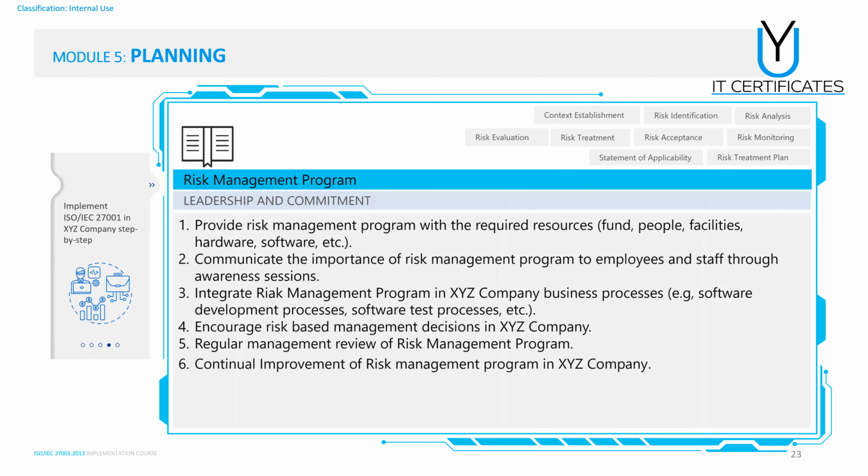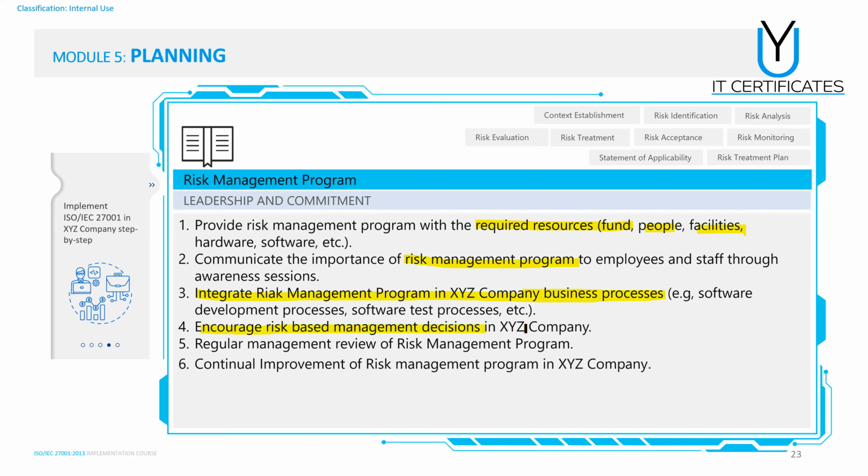For the leadership and commitment, we have to provide the required resources. We have to define the required resources. It's funding, it may be people, facilities, hardware, software, whatever the requirement. Communicate the importance of the risk assessment program to employees. We have to issue some security awareness to the people. We have to integrate the risk management program in the business processes. We have to encourage risk-based management decisions in XYZ company.